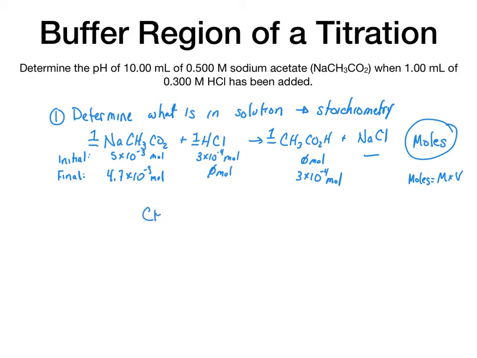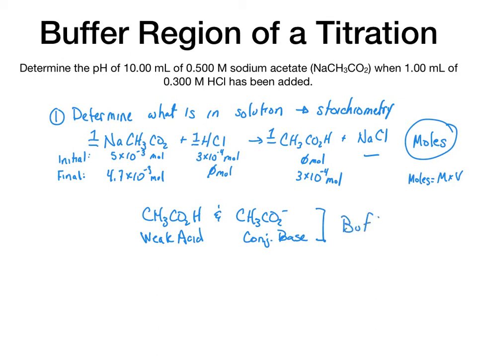And so what is in solution here? I have acetic acid and acetate. So I have a weak acid and its conjugate base. This is the definition of a buffer. So a buffer is a mixture of a weak acid and its conjugate base.